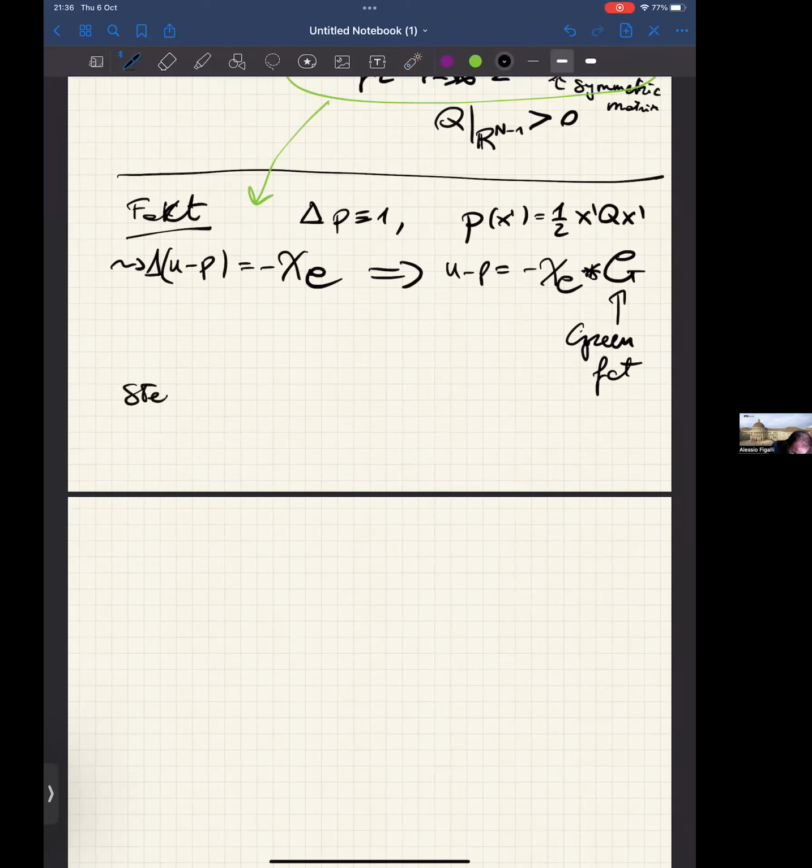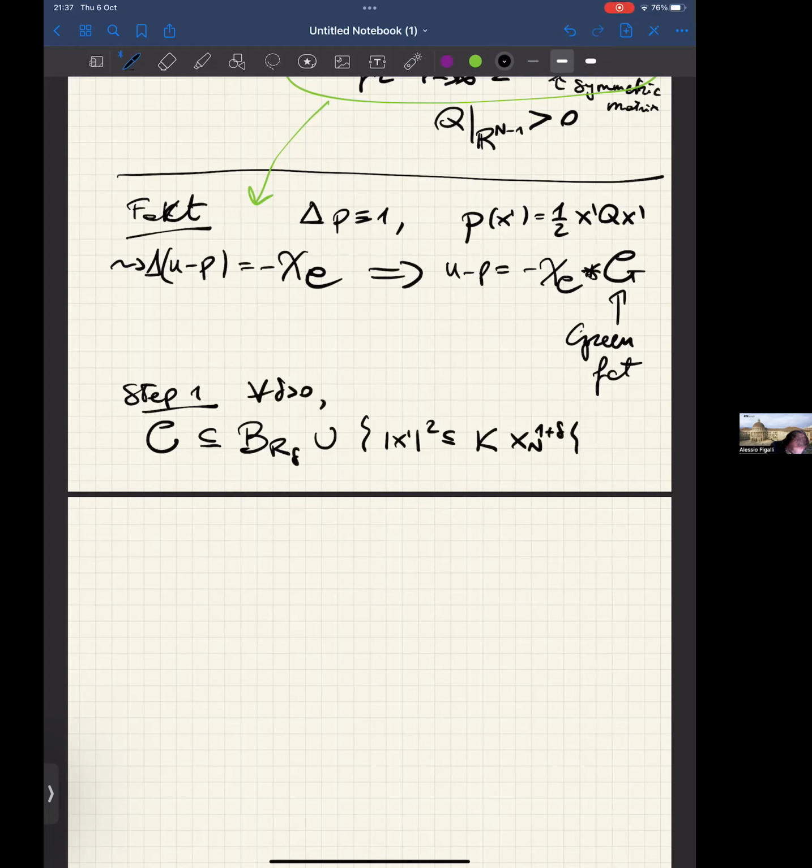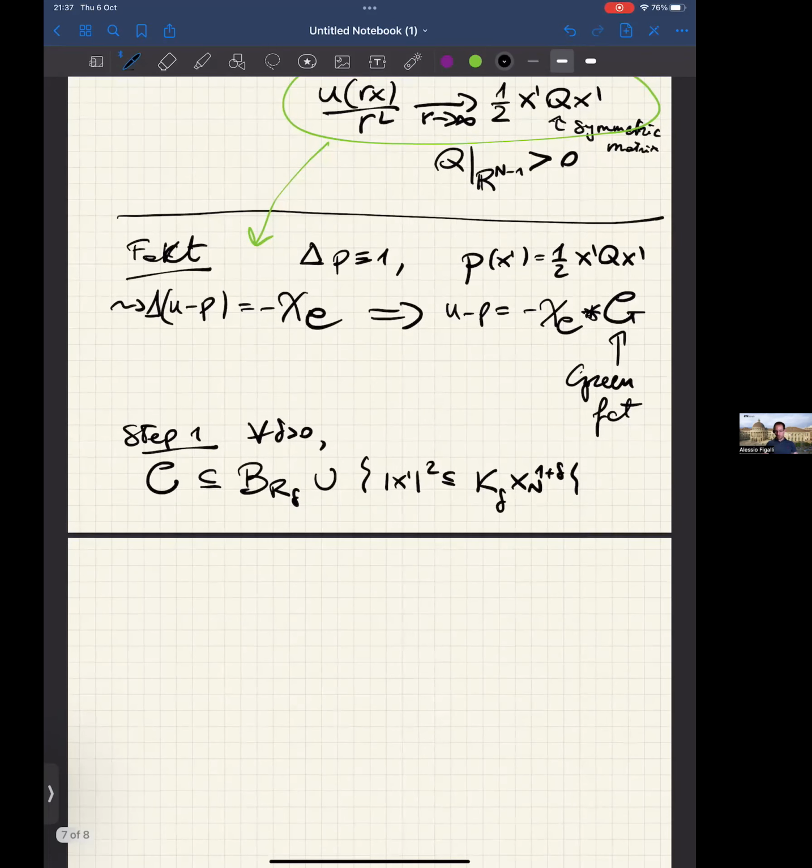The step 1 that you need to prove is that the contact set C is contained in a ball of radius R_delta union some set which is almost a paraboloid, something like kappa_delta times x_n to the power 1 plus delta, for every delta positive. To start, you would like to do some convolution with Green functions, and you need to make sure that some integral converges. So the first step is to understand how this set C behaves at infinity, because then you have to make sure that the integral converges.